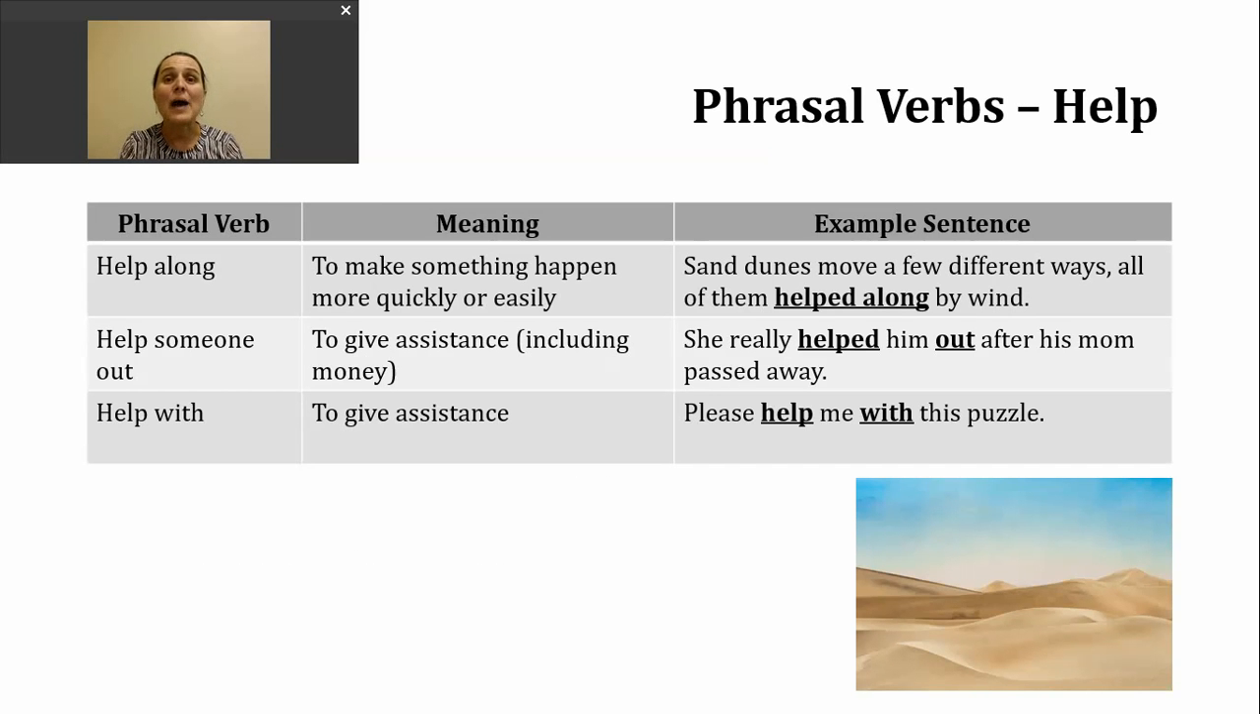Let's take a look now at some phrasal verbs that use the verb help. The first one that you might hear is to help along, and it means to make something happen more quickly or more easily. Let's take a look at this definition in a sentence.